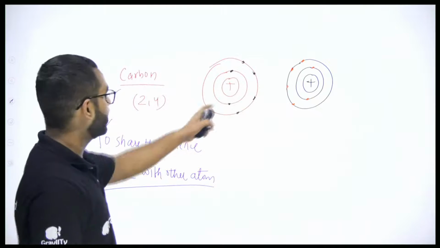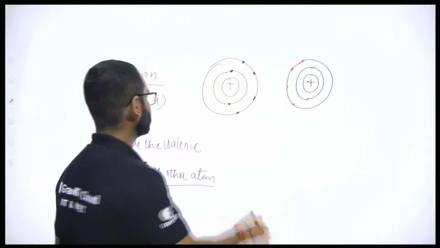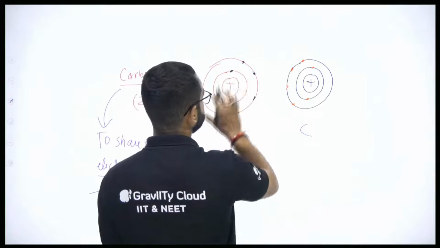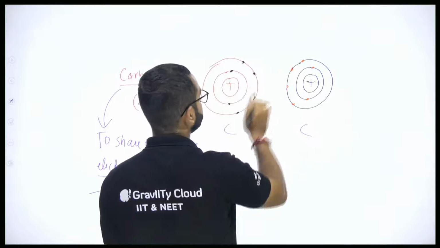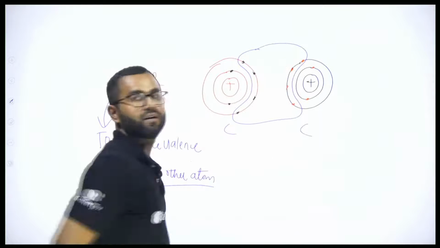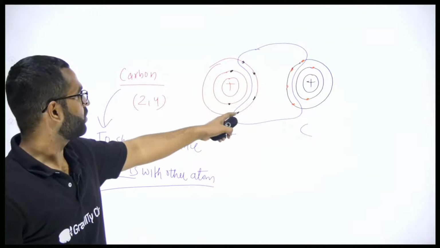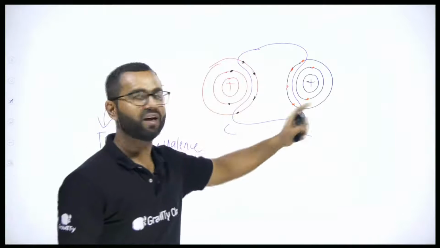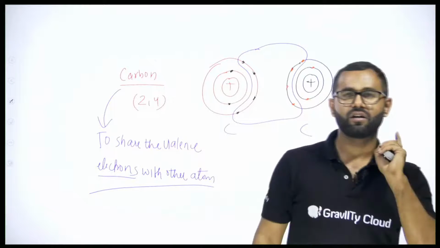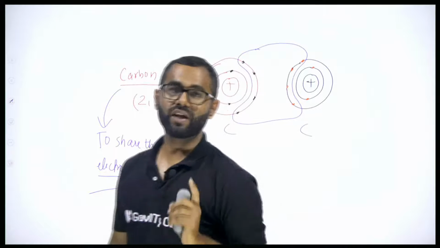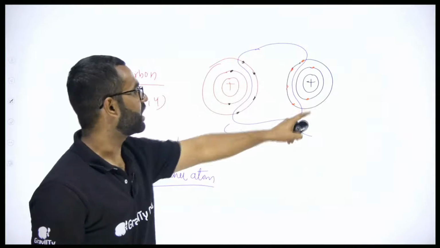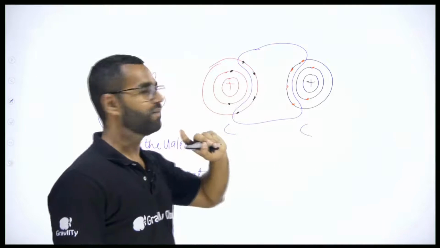How? Carbon has 4 electrons in the valence shell. This is carbon 1, this is carbon 2. Both carbons have 4 electrons in the valence shell. So this carbon shared its 4 electrons with the 4 electrons of this carbon. I have told you that sharing, losing and gaining of electrons takes place only in the valence shell. So this carbon has 4 electrons, and this carbon has 4 electrons in the valence shell. They will share it.